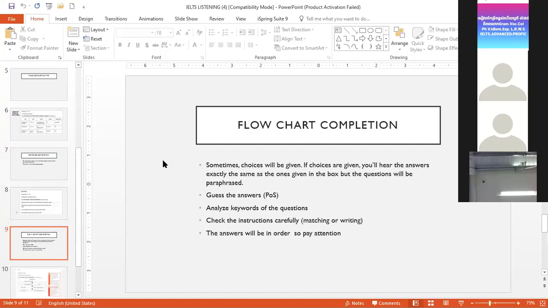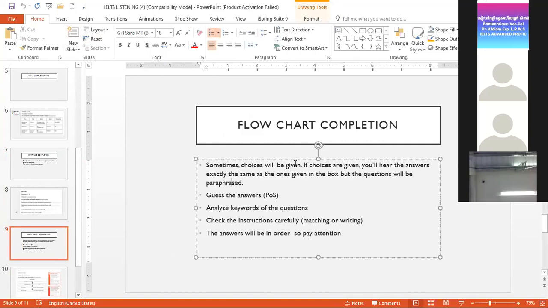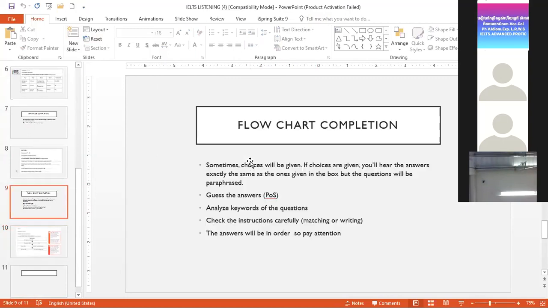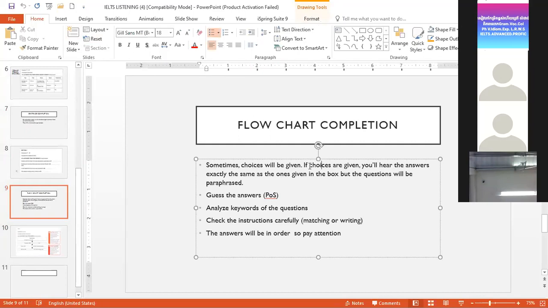Now another completion of today will be what we call flow chart completion. For flow chart, there are normally 2 types. First, you will be given a question that looks like this. For this flow chart, you will need to write your own words from the audio. And the other flow chart will be when you are given choices already. So there are 2 kinds. One will be no choice given, and another one will be with choices given.